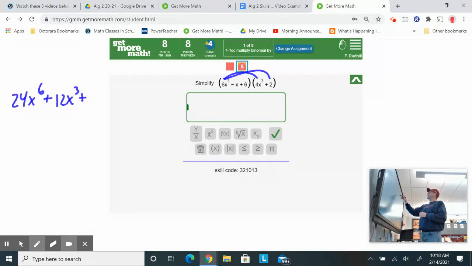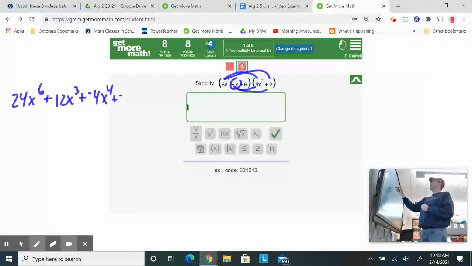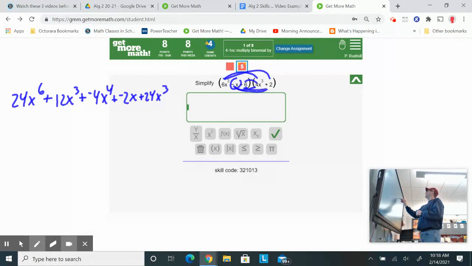Now I go to my second term here. Opposite of x times 4x cubed be negative 4x to the 4th. Opposite of x times 2 is negative 2x, or plus negative 2x. And then finally, this last term here, 6 times 4x cubed is plus 24x to the 3rd. And then the 6 times 2 is plus 12.